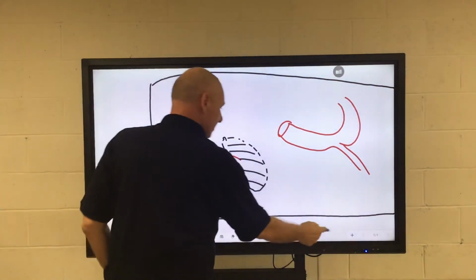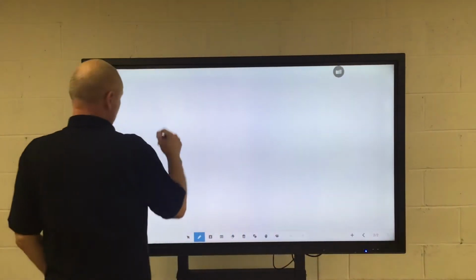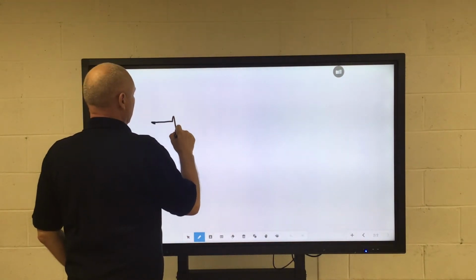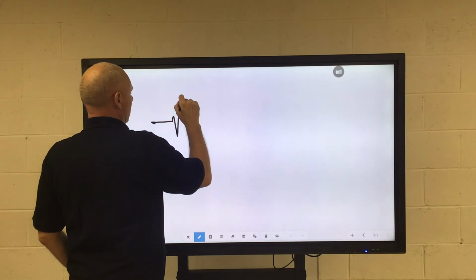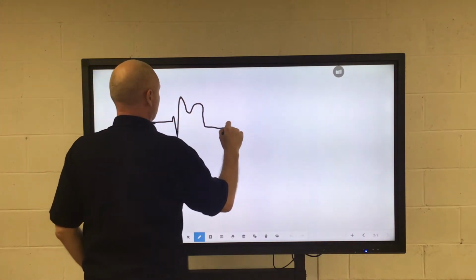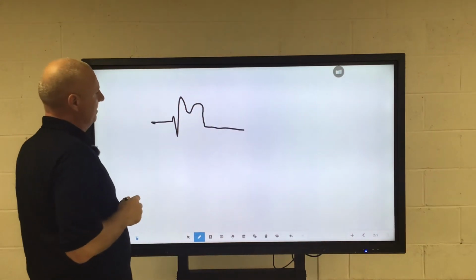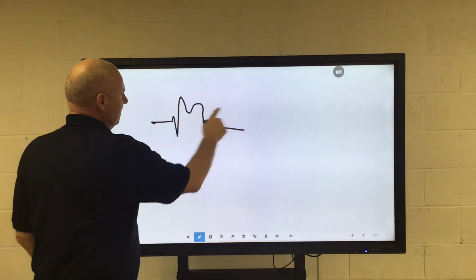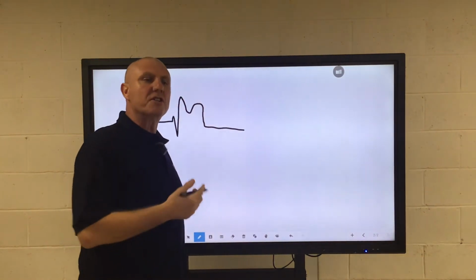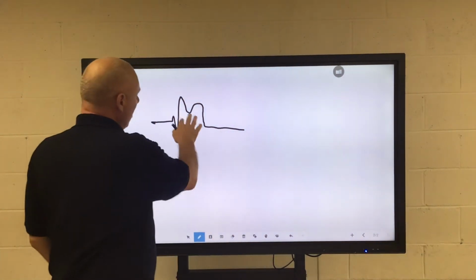If we're looking at an ST elevation, what are we looking for? We're looking for something like this: a QRS complex, and on the way down we have this hyperacute ST segment elevation. We can see lots of these, and that's fine. This is an indication that there's current injury to the heart muscle itself. We will always look for these.